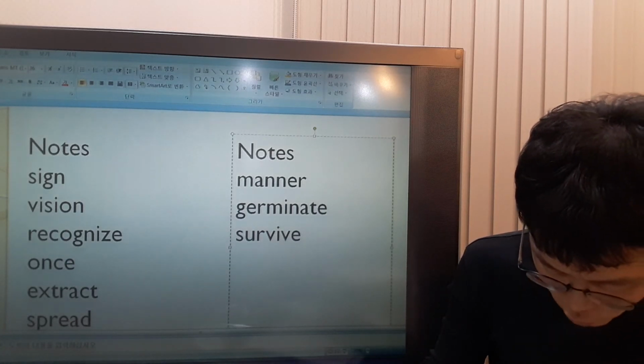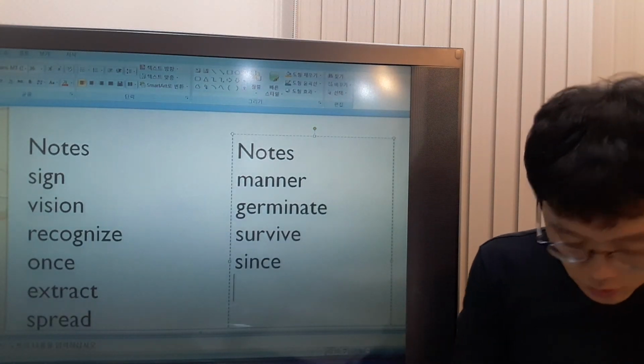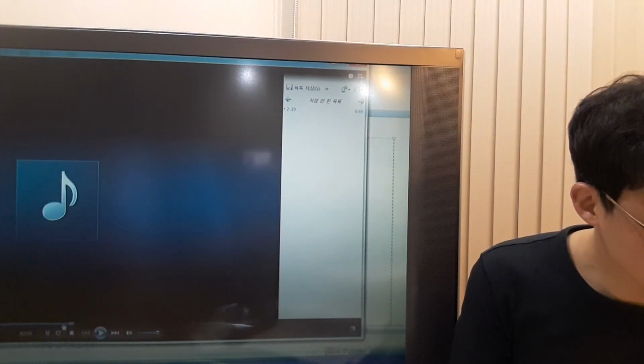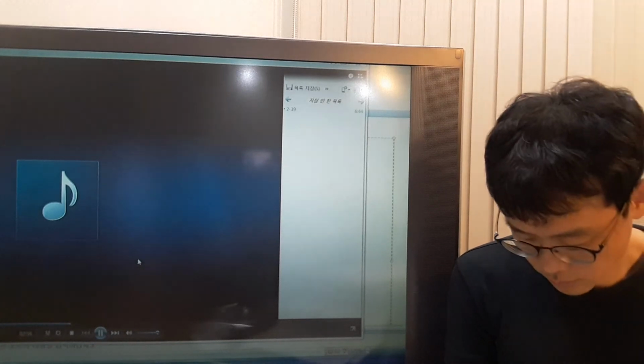Since they won't be able to reproduce. What does since mean? Since means because they won't be able to reproduce. Okay. Next part. Since they wouldn't be able to reproduce.